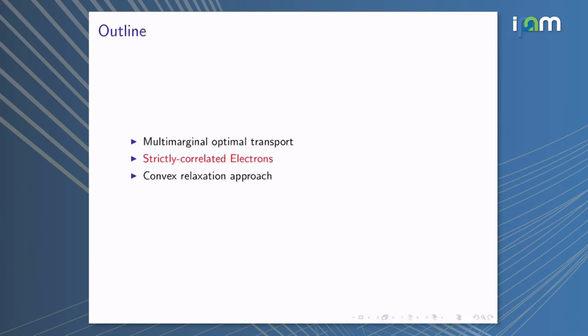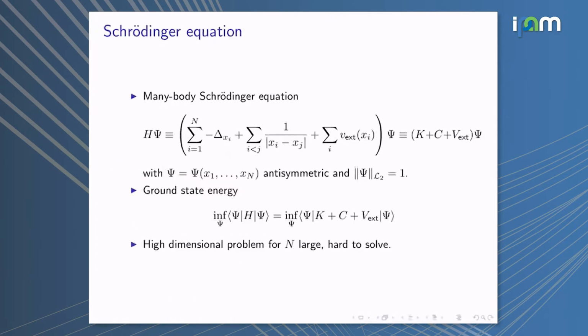Okay, so now we're going to talk a little bit about this connection here. And this is essentially under the topic of the strictly correlated electrons. Now, the starting point is this many-body Schrödinger equation, where we denoted the Hamiltonian by H.